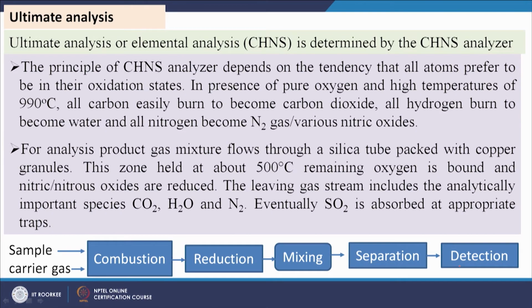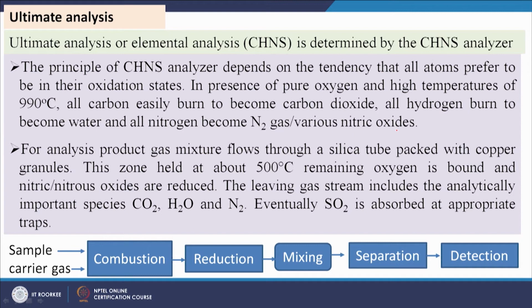Now, ultimate analysis. Ultimate analysis, or elemental analysis, or CHNS analysis, is determined by the CHNS analyzer. The principle of the CHNS analyzer depends on the tendency of all atoms to prefer to be in their oxidation states. In the presence of pure oxygen and high temperatures of 900 degree centigrade, all carbon easily burns to become carbon dioxide, all hydrogen burns to become H2O, and all nitrogen becomes N2 gas or various nitric oxides. So, nitrogen is converted to NOx.